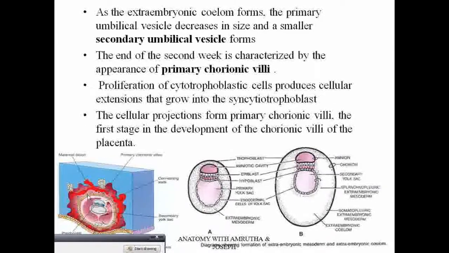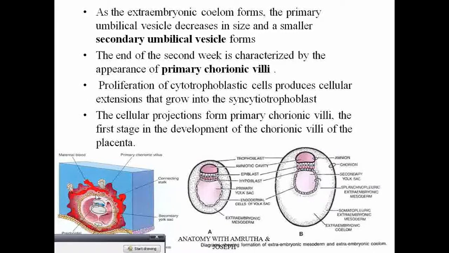Now, these elevations, which are called primary chorionic villi, are the growth of the cytotrophoblast, and that extends into syncytiotrophoblast, because syncytiotrophoblast is seen outside, and we have seen that syncytiotrophoblast is corroding the blood vessels and the lacunae are formed. So between the two lacunae, you can see that the villi is formed, villi is extending.